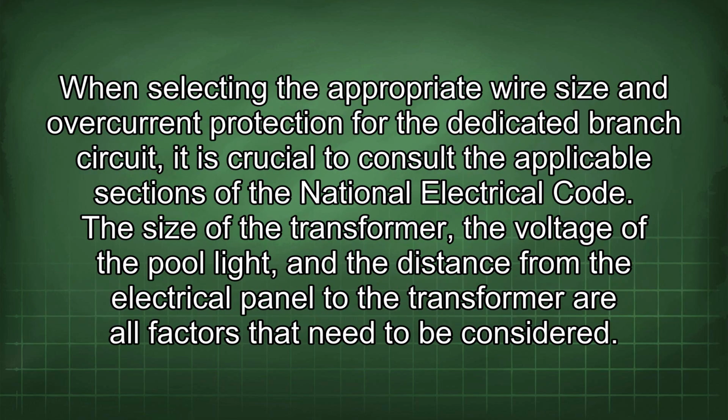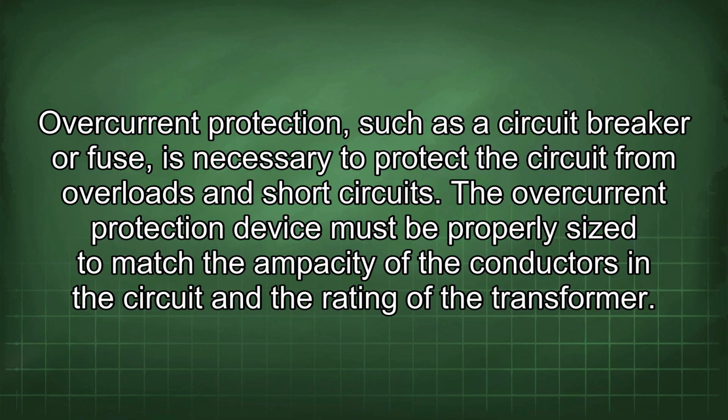When selecting the appropriate wire size and overcurrent protection for the dedicated branch circuit, it is crucial to consult the applicable sections of the National Electrical Code. The size of the transformer, the voltage of the pool light, and the distance from the electrical panel to the transformer are all factors that need to be considered. Overcurrent protection, such as a circuit breaker or fuse, is necessary to protect the circuit from overloads and short circuits. The overcurrent protection device must be properly sized to match the ampacity of the conductors in the circuit and the rating of the transformer.